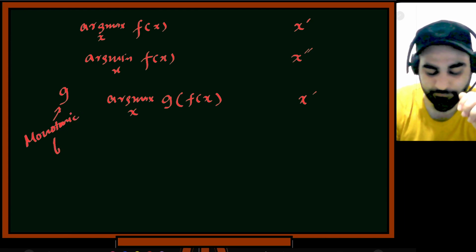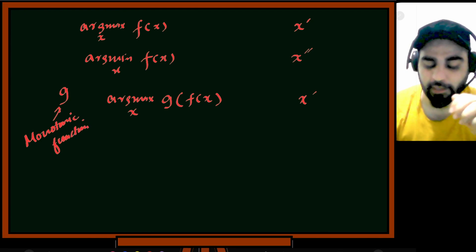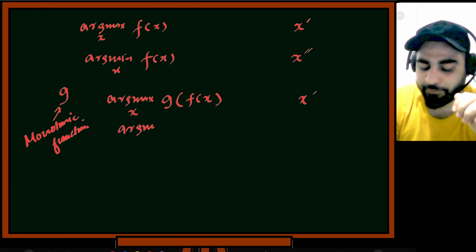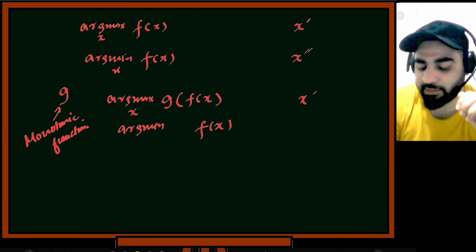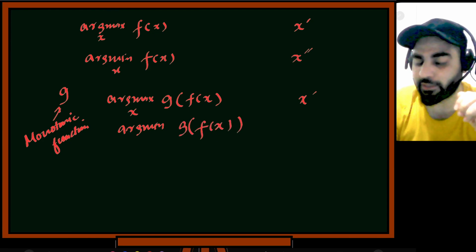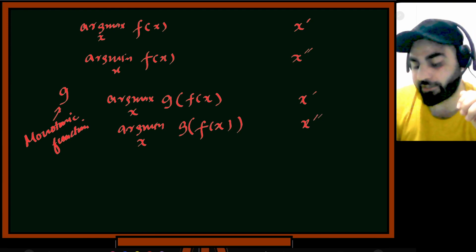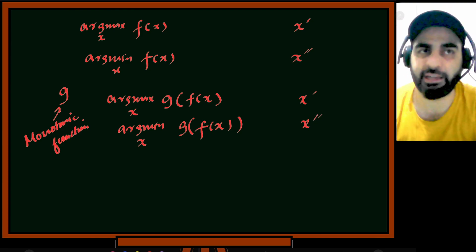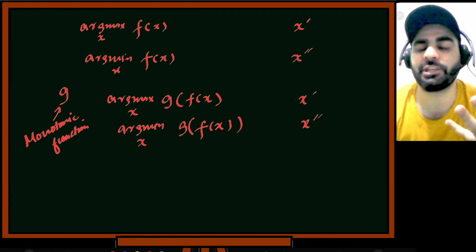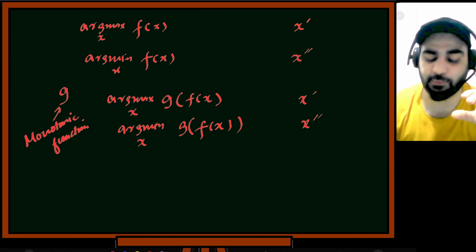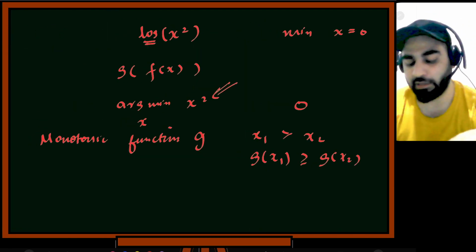Monotonic function. Okay, and similarly, if we have argmin on this f of x, and we apply this g of x, this function, again this will be x double dash. Basically, the point at which we are getting the maximum and minimum value would not change if you apply a monotonic function. That's what I'll do over here, because I want my equation like this.